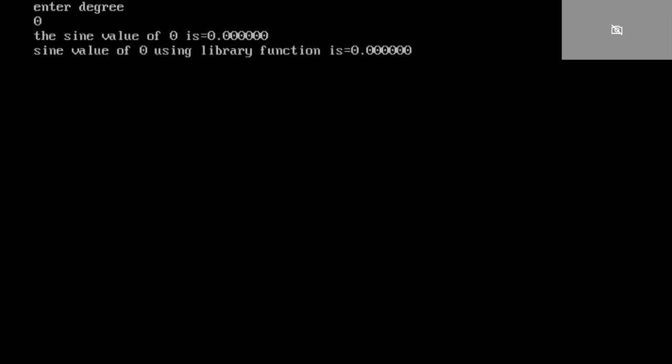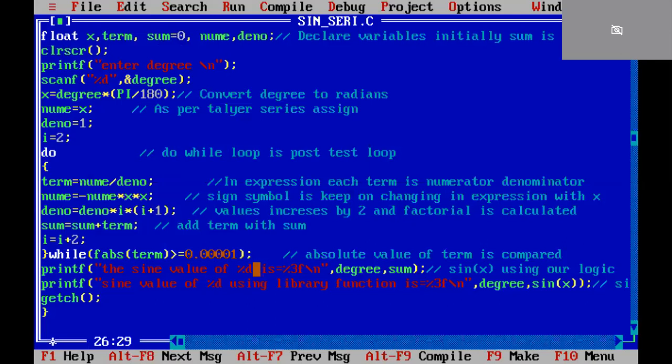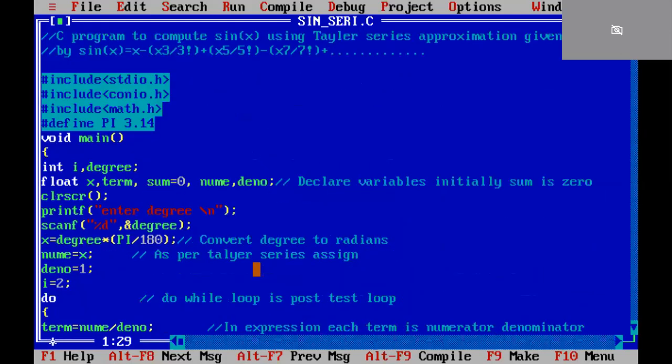See here, the value of sin 0? Sin 0 is 0 only. So according to my logic, the do while logic that I wrote in the program, I am getting the output as 0. According to the standard library function also, I am getting 0. So this is called execution of the sine series program perfectly by using the approximation method. For your understandability, I showed the diagram also.